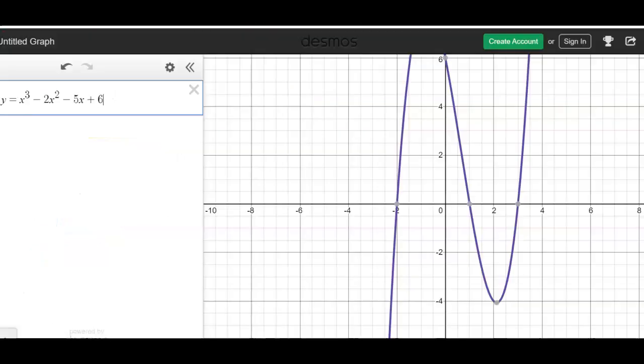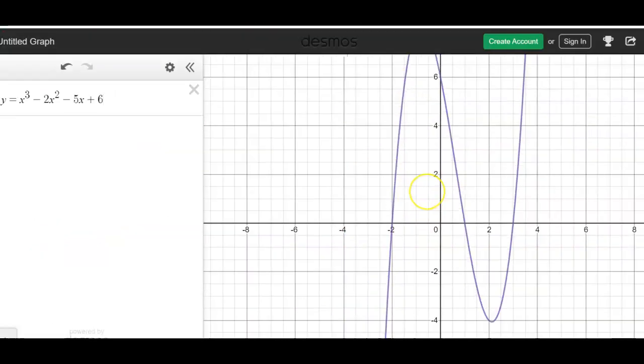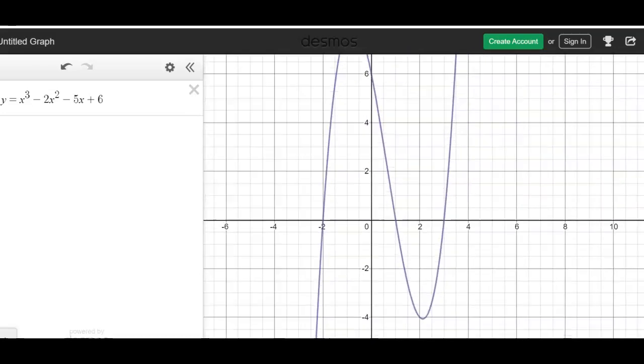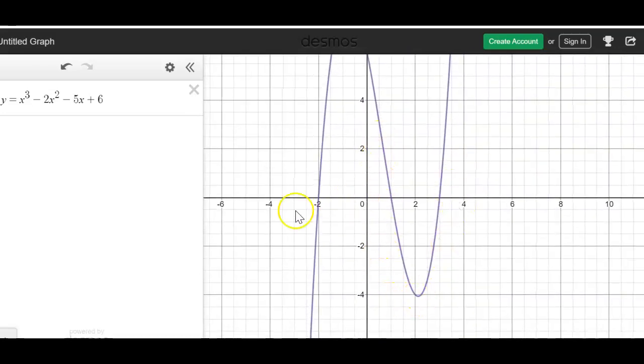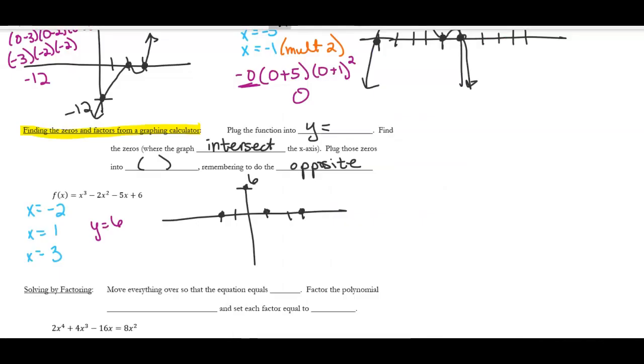And then let's look at it one more time. It starts from down, it goes up above the 6, goes down, and curves and comes back up. Okay, so it goes up above the 6 a little bit, curves, and comes back down. And then back up. Okay, so we found the zeros from the graphing.